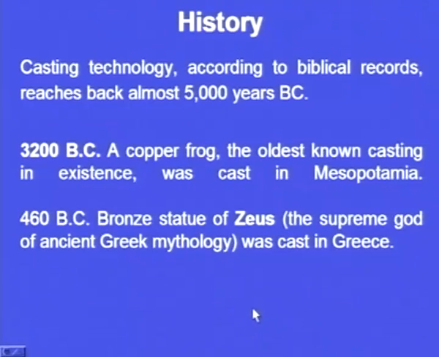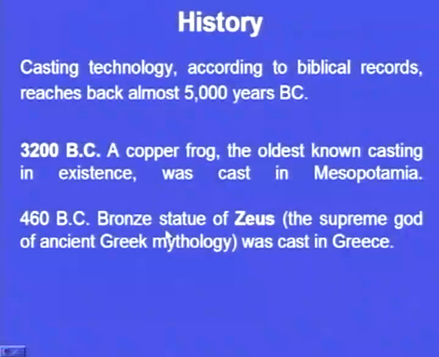Before we proceed further, it is necessary to know the history of this process. As per the Bible records, this was in practice 5000 years before Christ. As I already told, people who lived during the Stone Age used this process to manufacture arrowheads and weapons. And during 3200 BC, a copper frog was manufactured in ancient Mesopotamia. During 460 BC, a bronze statue of Zeus, the supreme god of ancient Greek mythology, was cast in Greece.